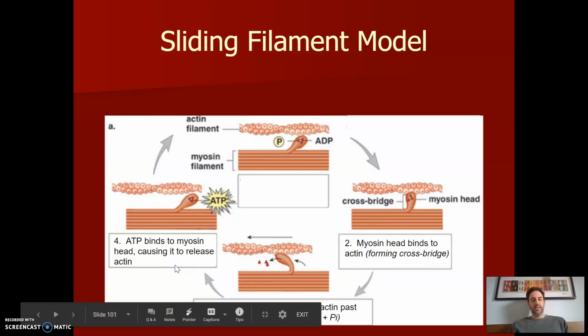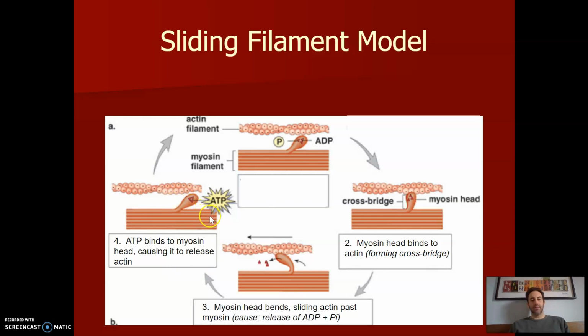Step 4 is that ATP binds to the myosin and allows it to release the actin head. So ATP is what actually allows it to release the actin head. And then finally, the breakdown of ATP into ADP and phosphate, maybe you learned about that in biology last year. The breakdown of ATP prepares the head to do this all over again.